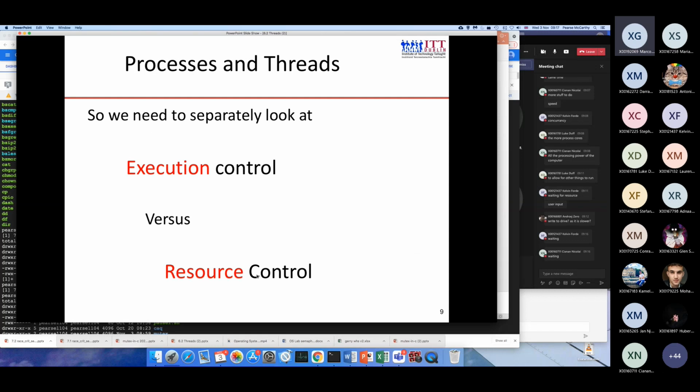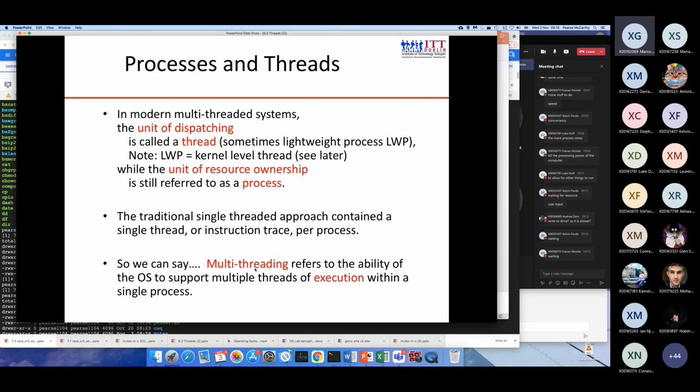So we're going to look separately at these two things: execution control versus resource control. Execution would be how we use the CPU. Resource would be how we control our resources, our files, our variables, and access to them. So let's have a read of this. There's a fair bit in this page.